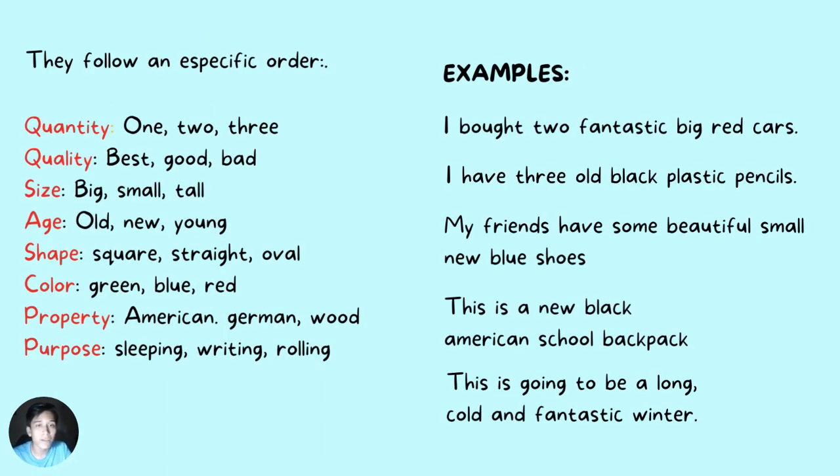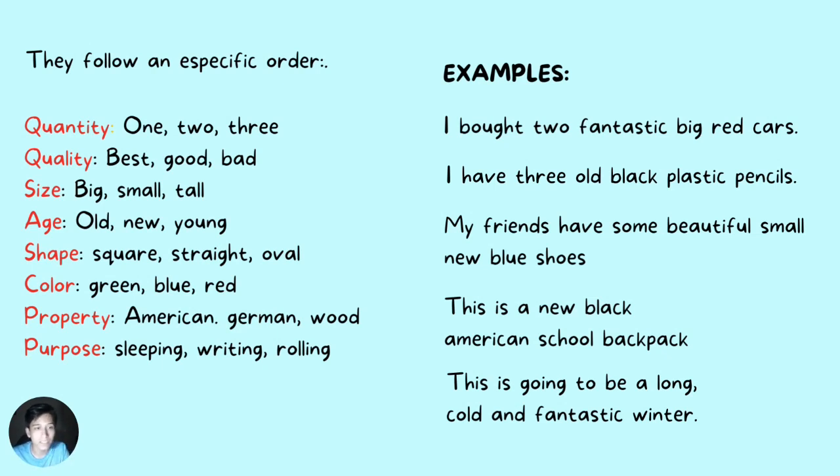And finally, they follow a specific order. When you want to describe something, you must follow an order. You must, for example, first use an adjective which expresses quantity, then quality, then size, age, shape, color, property, and finally the purpose.